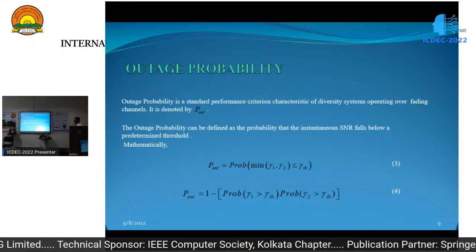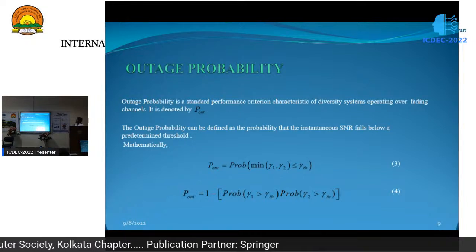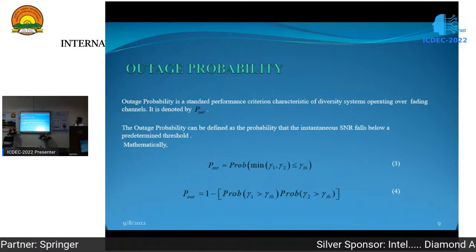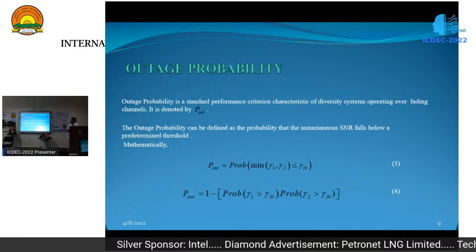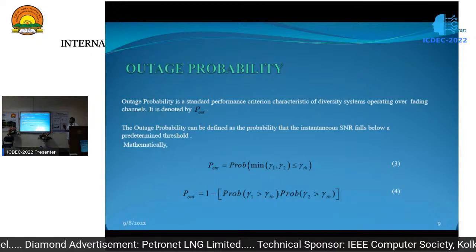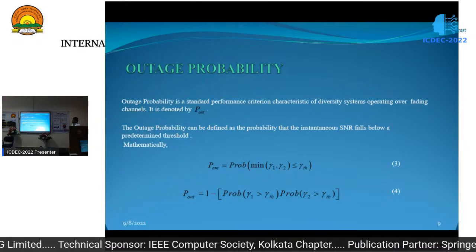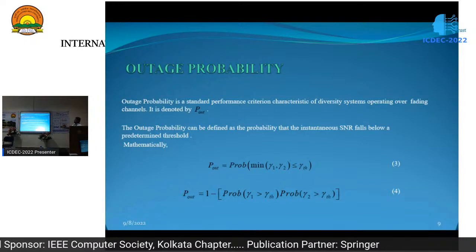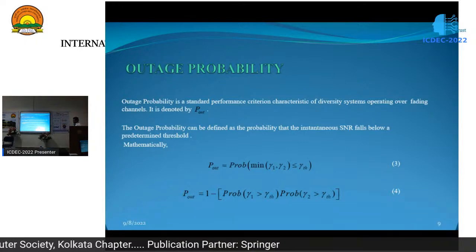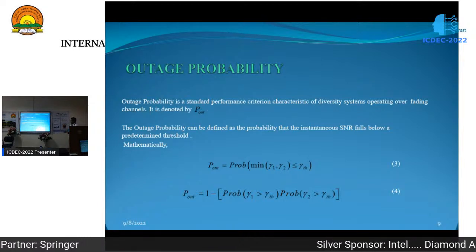And the parameter I have taken is the outage probability. Outage probability is the standard performance characteristic of diversity systems operating over fading signals. It can be defined as the probability that the instantaneous SNR falls below a predetermined threshold. Mathematically, you can see it is the probability that the minimum of gamma 1 and gamma 2, the two variables, is less than the gamma threshold. Gamma 1 is for the Nakagami and gamma 2 is for the Weibull.